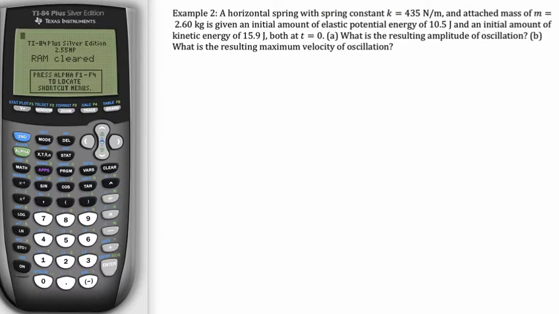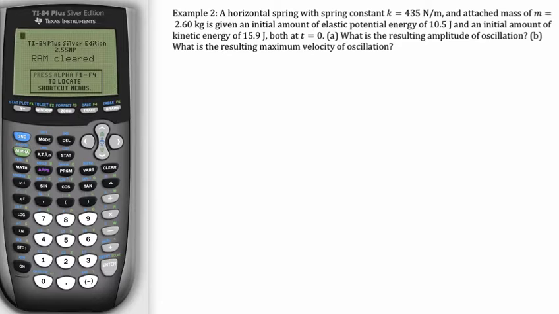Okay, in this video we're looking at conservation of energy of a simple harmonic oscillator. We have no dissipative forces, so all of our energy is going to remain mechanical. We're told that we have a spring constant of 435 newtons per meter, and we have an attached mass to that spring that has a mass of 2.6 kilograms.